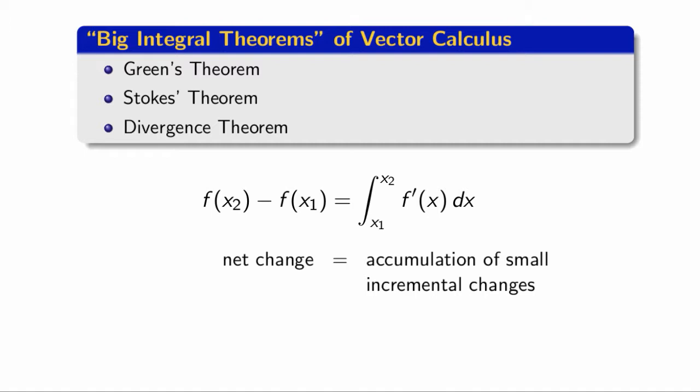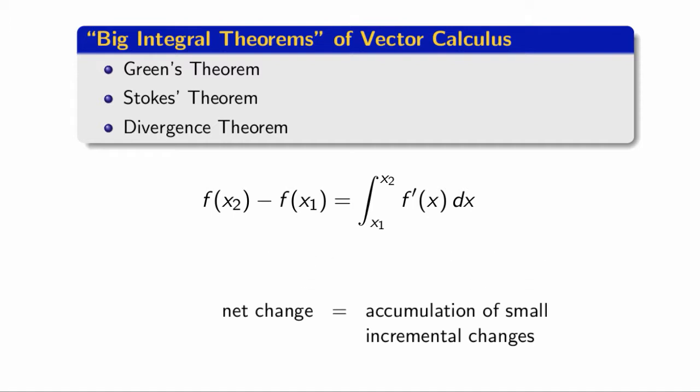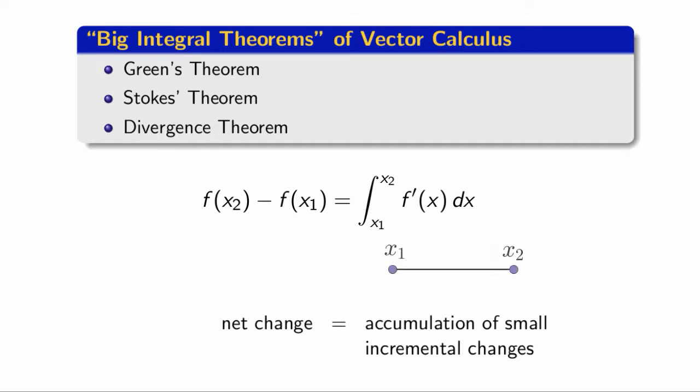Notice that the fundamental theorem of calculus related the integral over the entire interval from x1 to x2 to a calculation involving only the boundary of the interval. That is, at the individual points x1 and x2. The big integral theorems capture these same ideas, just for different types of integrals and with different notions of small incremental change. For now, we'll investigate Green's theorem in particular, which is stated as follows.